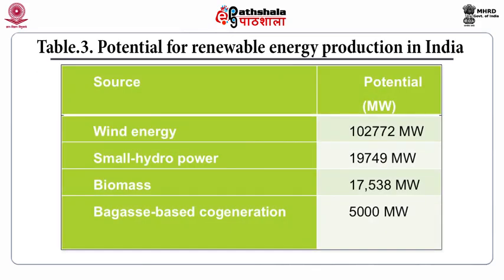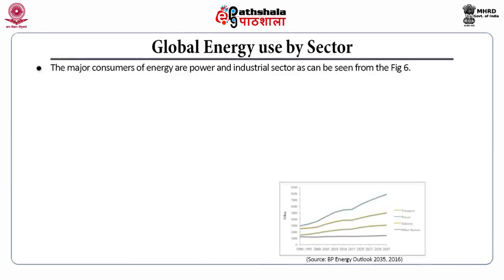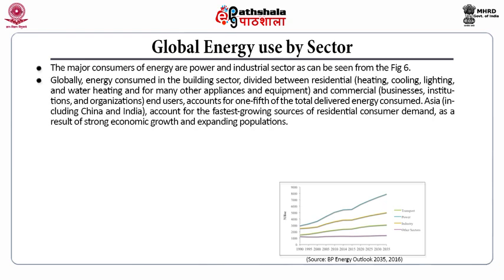You can see in this figure the various consumers of energy. The major one is power, followed by industry, then transportation and other sectors. Globally, the energy consumed in the building sector is divided between the residential, that is for heating, cooling, lighting and water heating, and for many other appliances and equipment, and the commercial sector like businesses, institutions and organizations. These end users account for 1/5 of the total delivered energy consumed. Asia, including China and India, accounts for the fastest growing sources of residential consumer demand as a result of strong economic growth and expanding population.